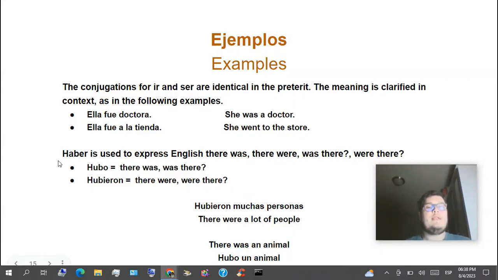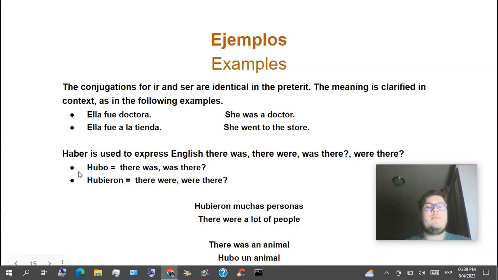And to end, we have the verb haber. Haber in Spanish means there was or there were, or the question was there or were there in English. For example, we have hubieron. Hubieron muchas personas. There were a lot of people. There was an animal. Hubo un animal. So in both cases, and this is really interesting, the verb haber just means there was, there were.